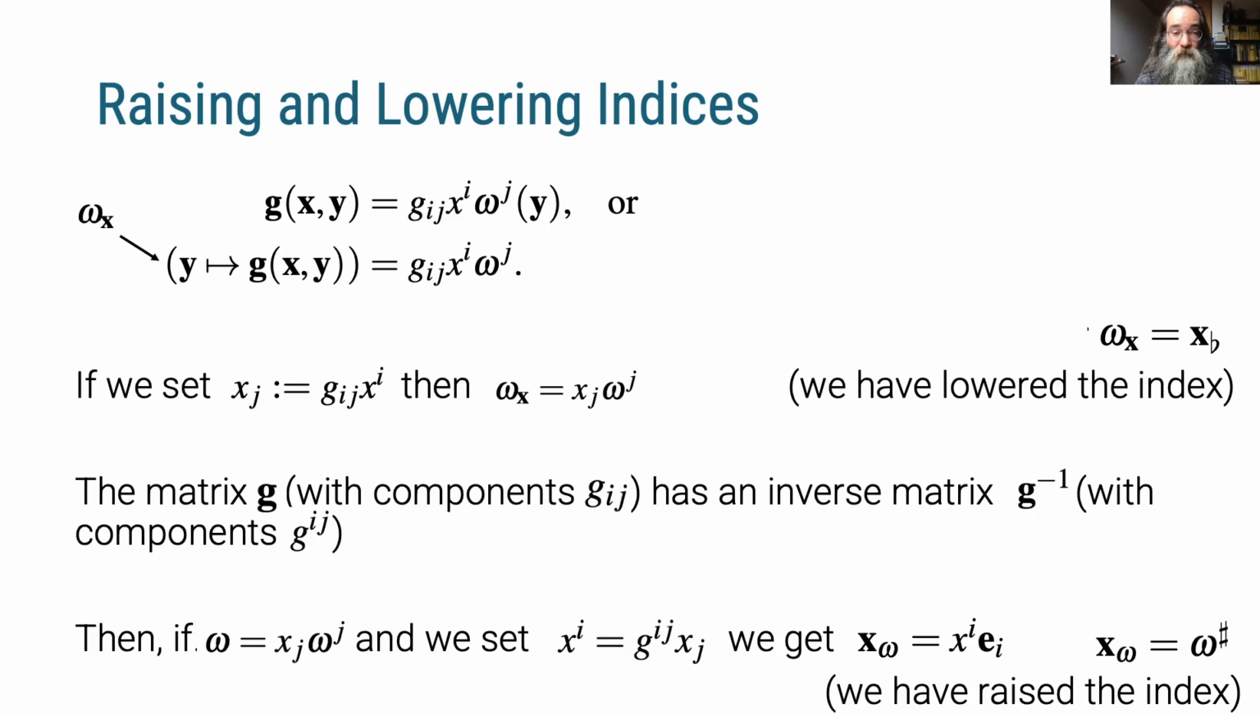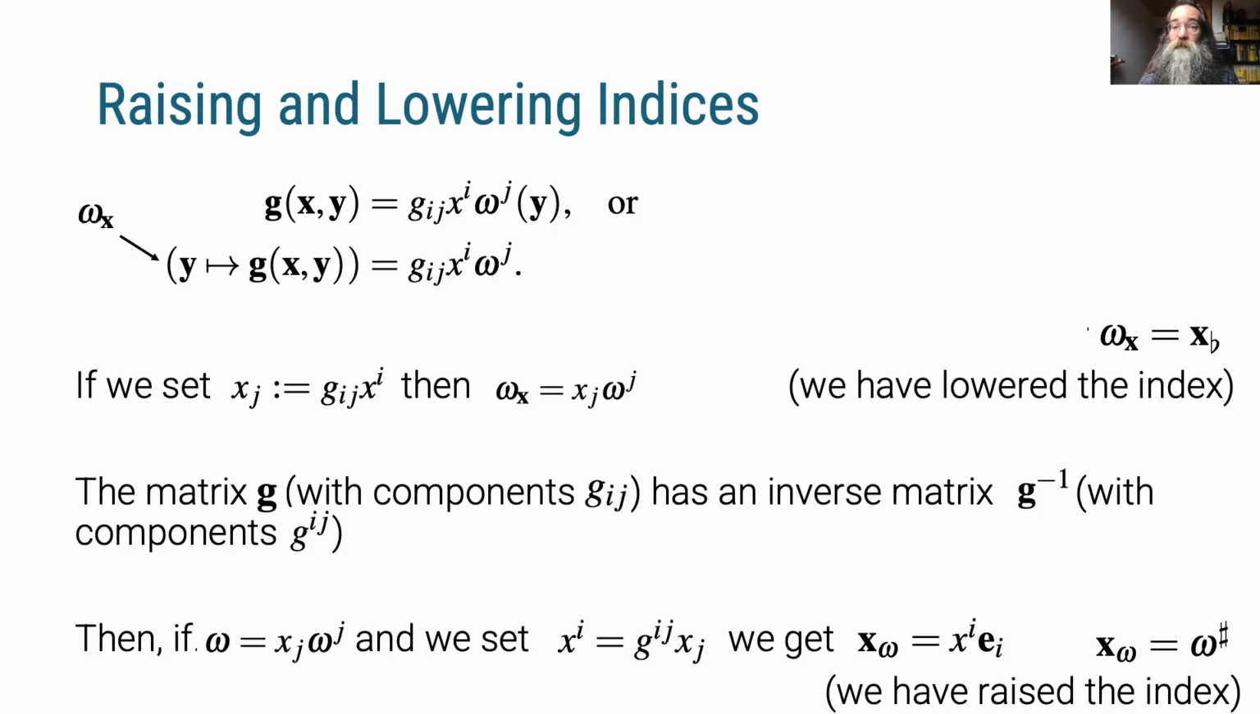To go in the other direction, we note that by the properties of the metric, the matrix G, which has components g_ij, has an inverse matrix because the metric is positive definite. And we denote these components of this inverse matrix by g^ij. And then we can do the same in the other direction.